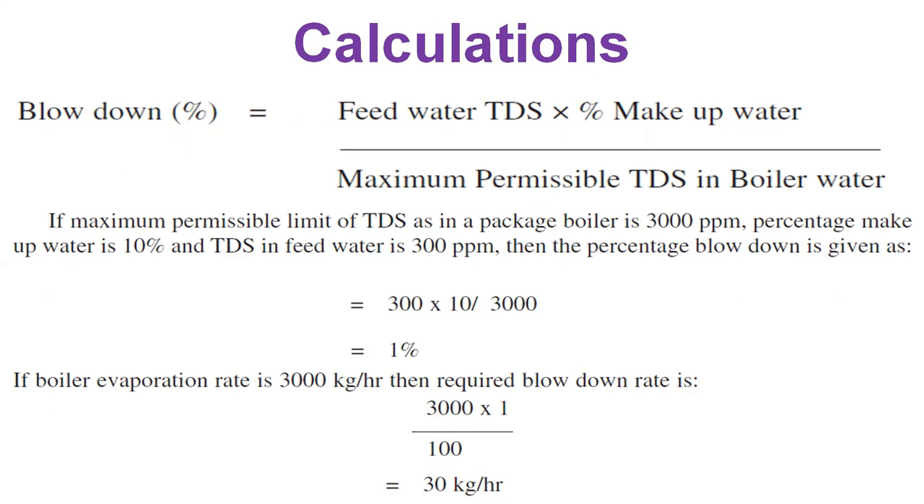Then the percentage blowdown is given as 300 multiplied by 10 divided by 3000. 300 is the feed water TDS, 10% is the percentage makeup water, and 3000 is the maximum permissible TDS in the boiler water. So we are getting 1%. So if the boiler evaporation rate is 3000 kgs per hour, then the required blowdown rate is 3000 into 1%, that is 30 kgs per hour. So for every hour, we need to blow down 30 kg of water from the boiler. And that's how we calculate how much water needs to be blown down from the boiler.